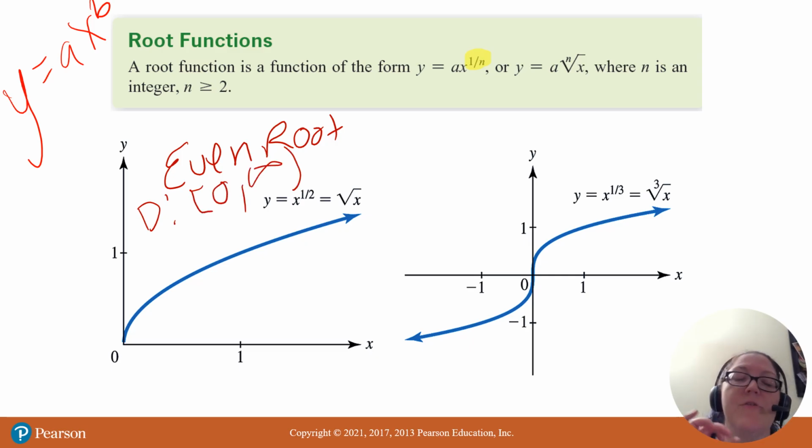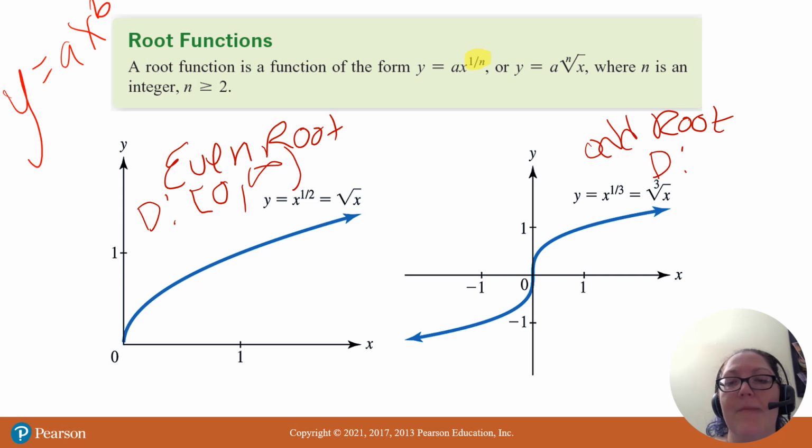Now, there's a reason why we don't include anything beyond 0 into the negative realm, because that's where those complex square roots come in. Now, this one is what we call an odd root. And again, its domain happens to be all real numbers, because I can take the cube root of a negative number. I cannot take the square root of a negative number.